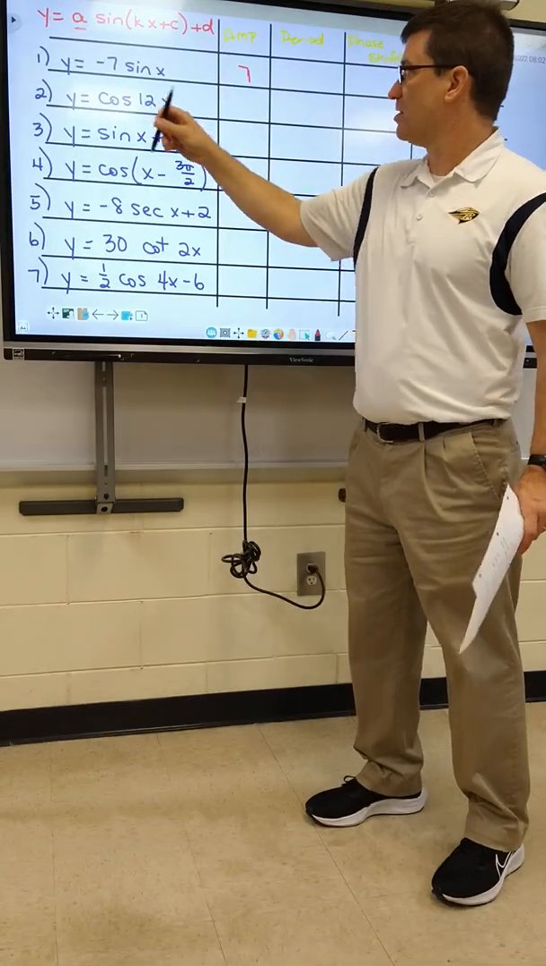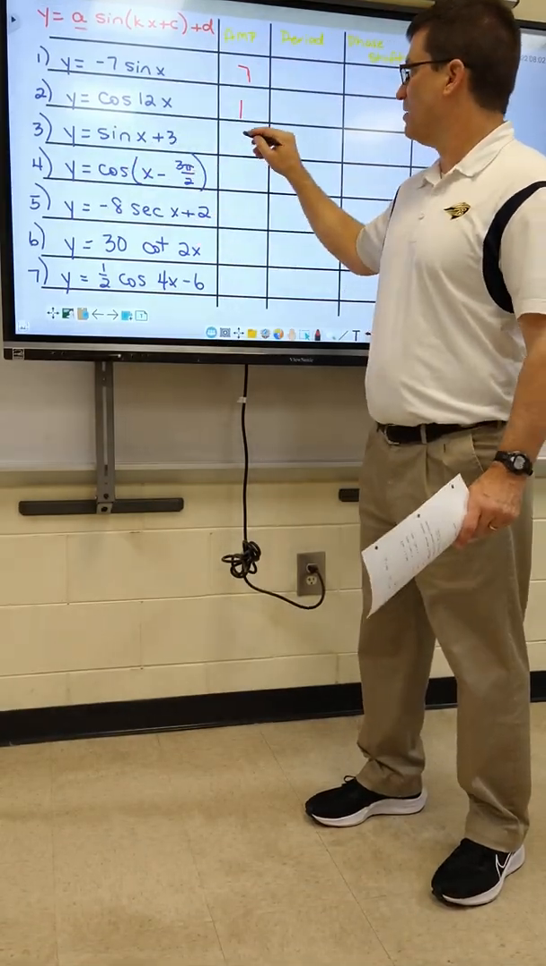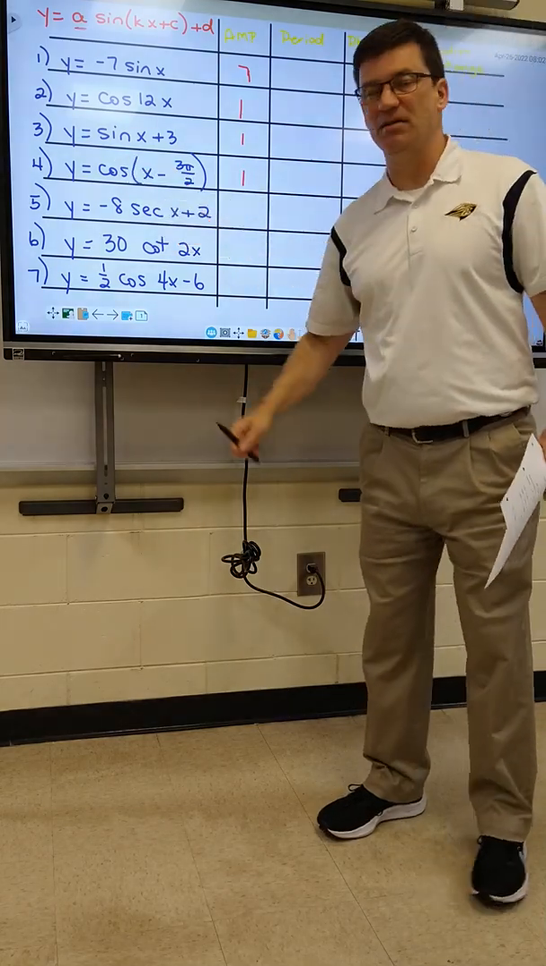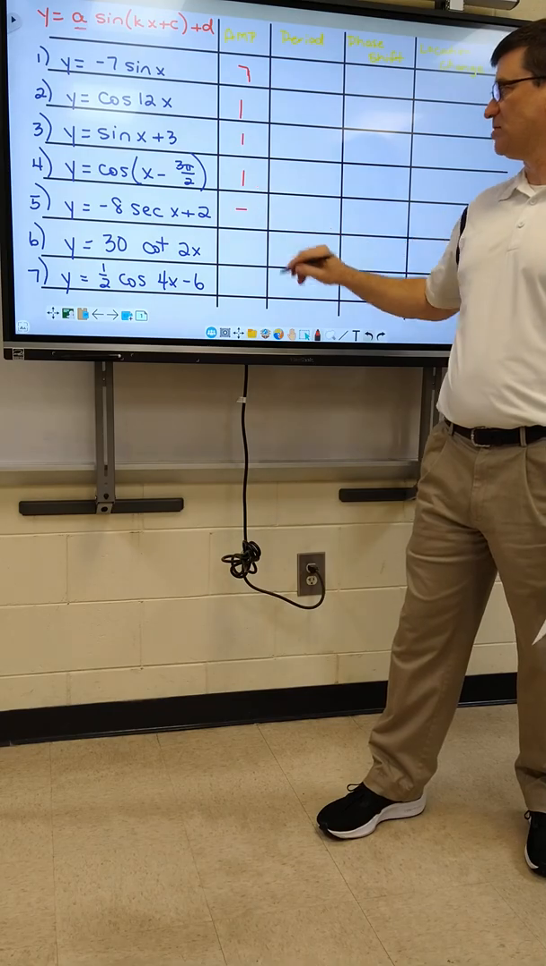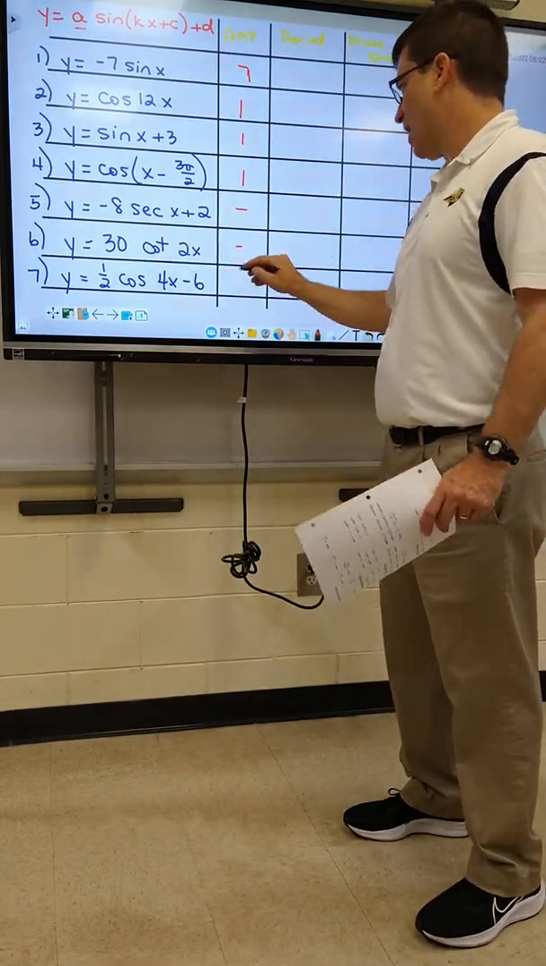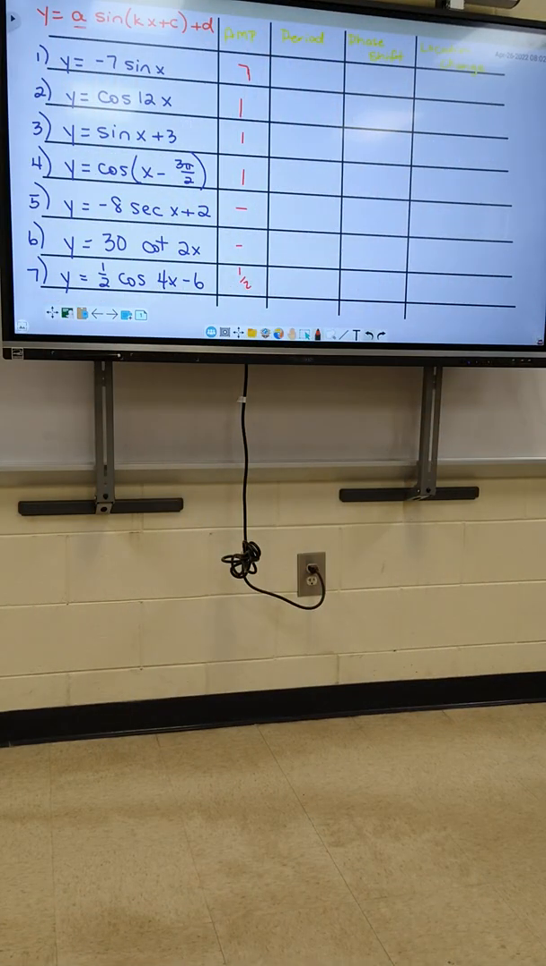Amplitude for this one, there's an understood 1 there, it's just a 1. Number 3 is a 1. Number 4 is a 1. How about number 5? It says secant. None. Or just put a dash. 6, none. 7, 1/2. All right, you guys can go ahead and go down that column, fill it in all the way down.